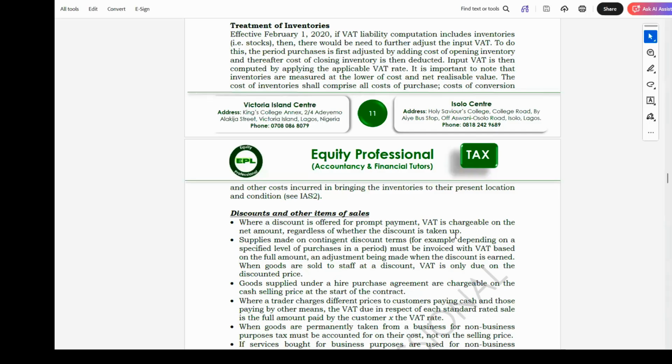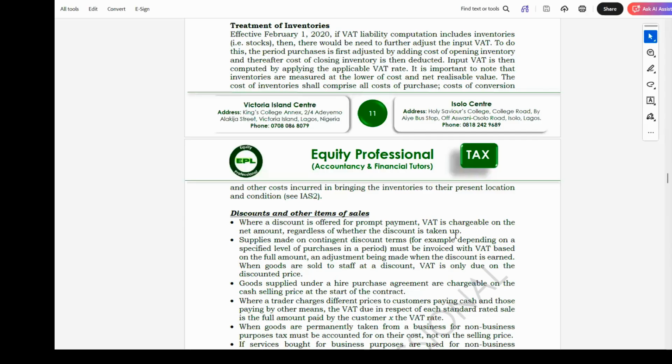Then goods supplied under a hire purchase agreement are chargeable on the cash price at the start of the contract. Under the hire purchase, we also talked about that when we did capital allowance. Under the hire purchase, we have the hire purchase price and the cash price. The hire purchase interest is an allowable expense that will be taken to your profit or loss. So when you are calculating the value added tax, it will be calculated on the cash price. That is the cost of the item at the market.